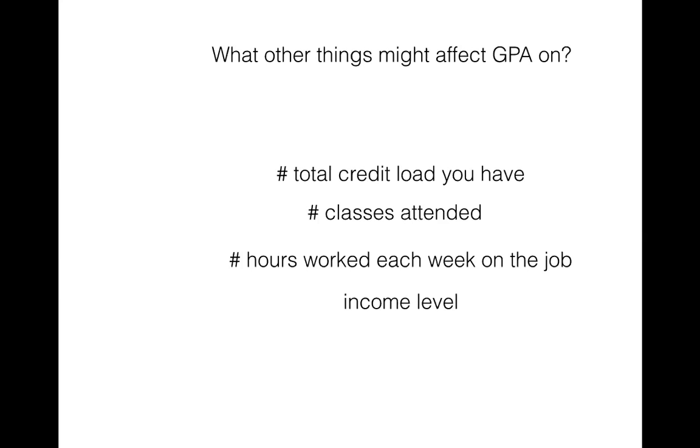Great, thanks. Okay, so we have all these different things. We're talking about how many classes you're taking, what's your credit load, how many classes you attended, how many hours a week, income level. If you have all of these different ones to pick from, how would you know which is the right one to use to predict your GPA? And the answer is going to be something called a scatterplot matrix. Has anybody not seen a scatterplot matrix before?